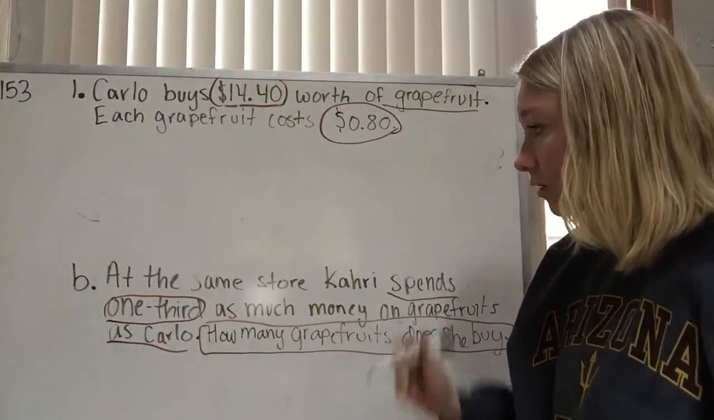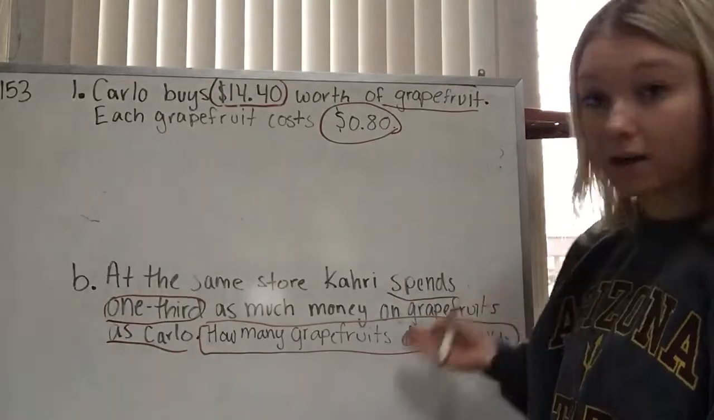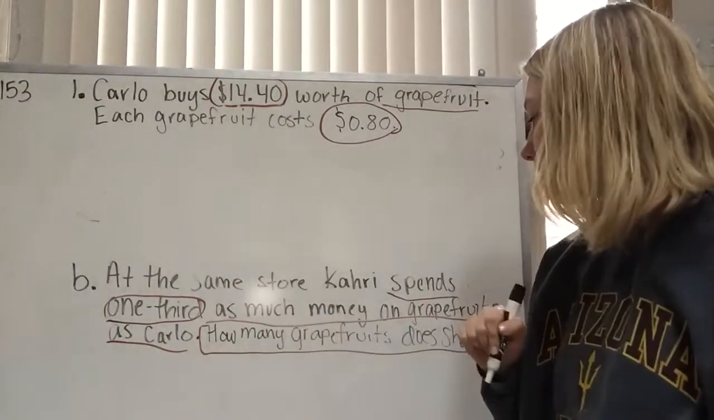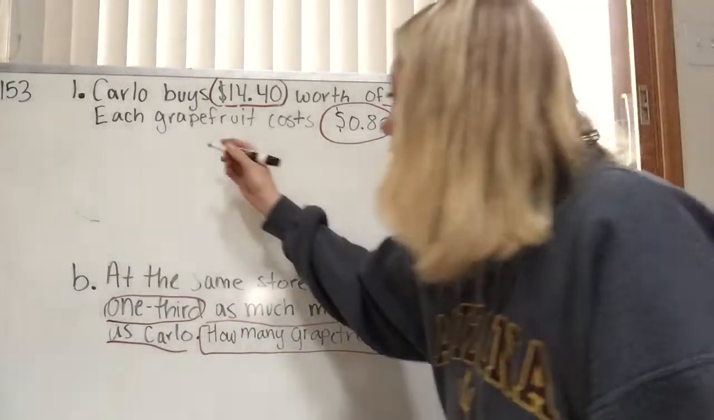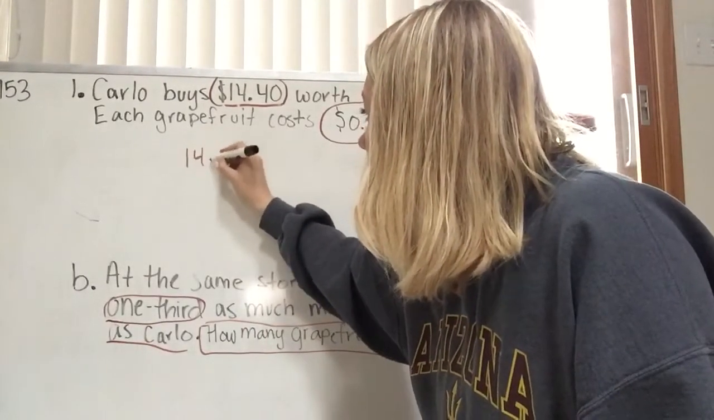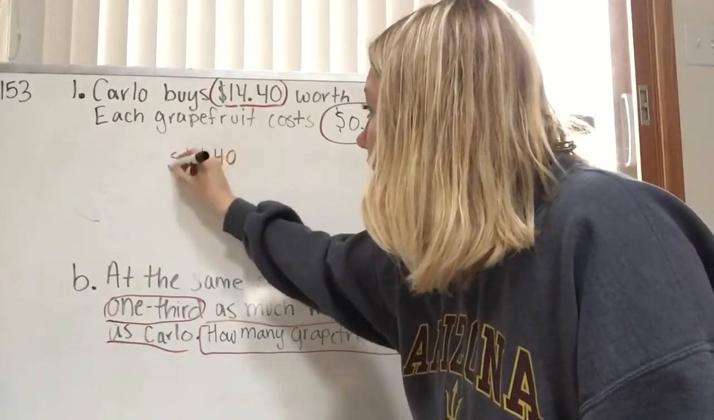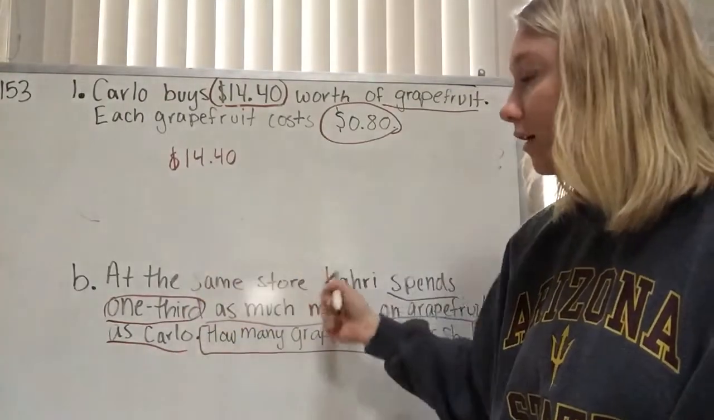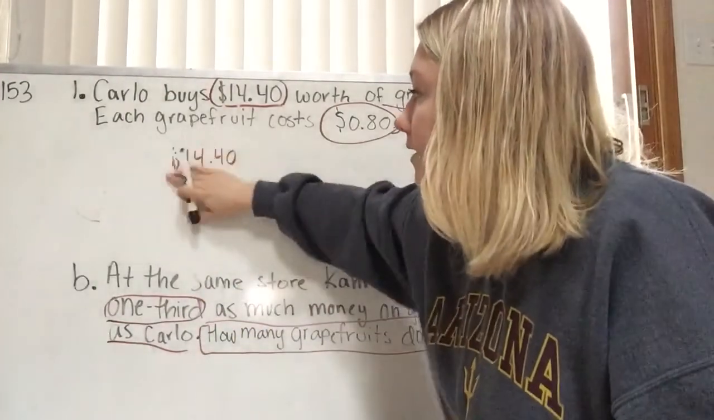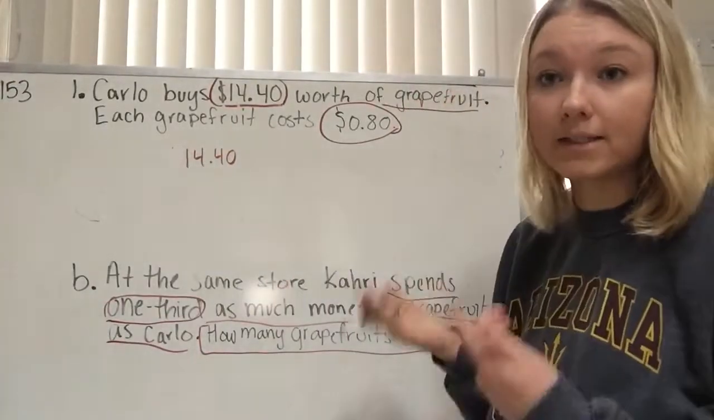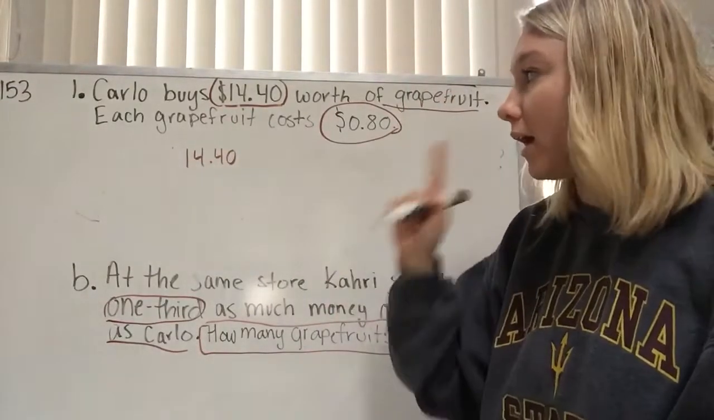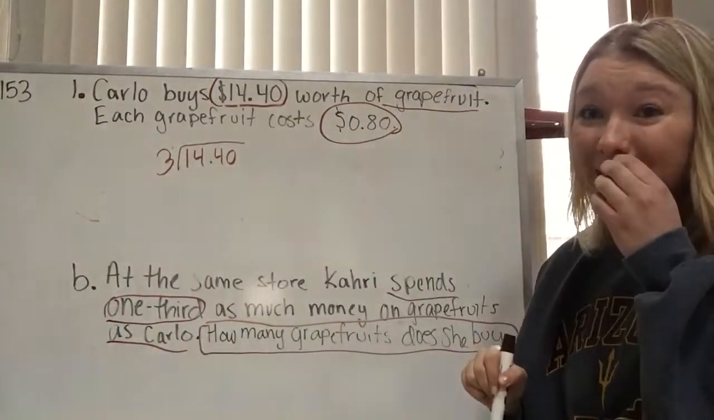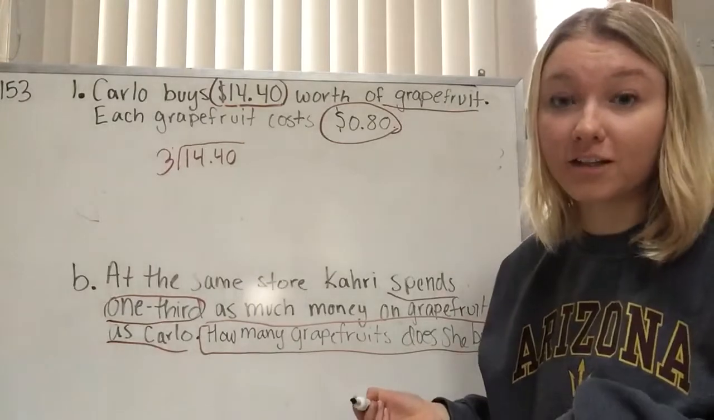Okay, so before we find out how much she buys, we need to find out how much she spent. So she spends 1/3 as much on grapefruit as Carlo. Well, Carlo spent $14.40. We need to find out she spent 1/3. So I can divide it. I can take $14.40 and divide it by 3 because I only want 1/3. Okay? And so now we're using another skill that we just learned recently.